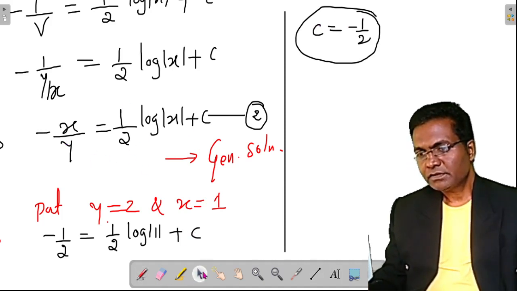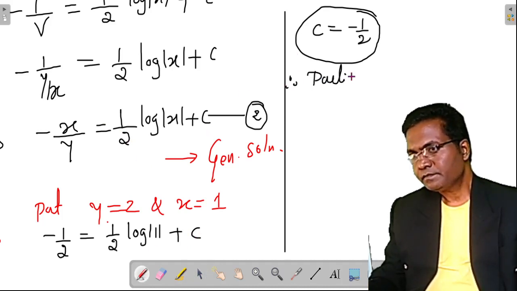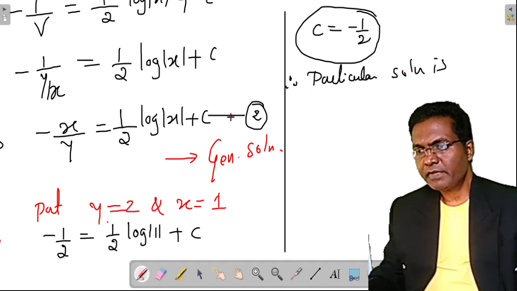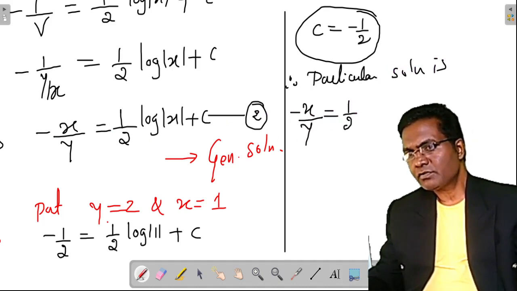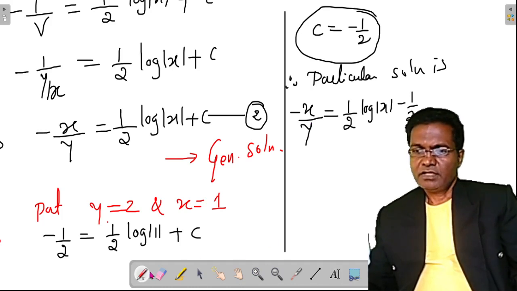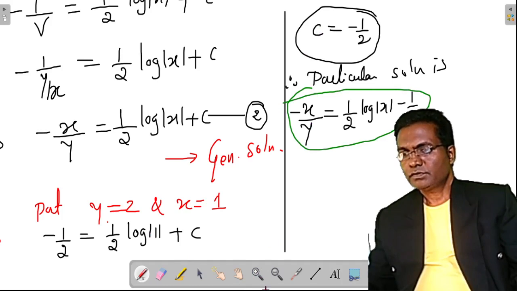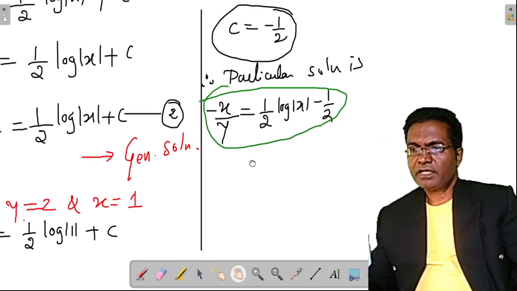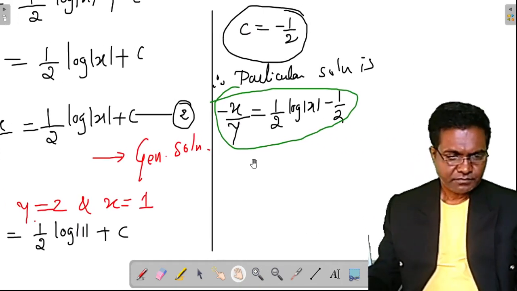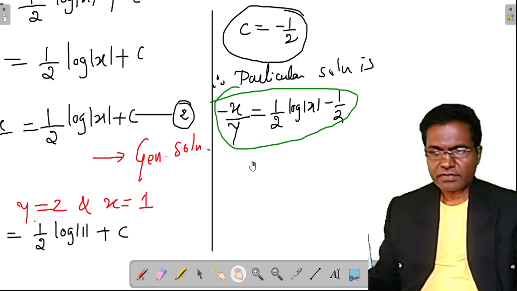Okay, so therefore the particular solution is, making the substitution here, minus x by y equals half log of x minus 1 by 2. Remember this. This is your particular solution.